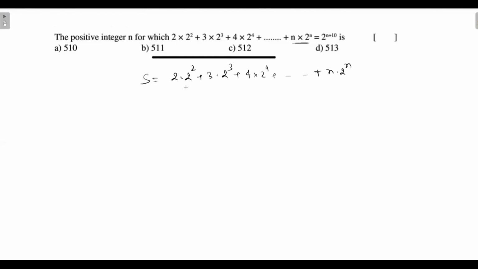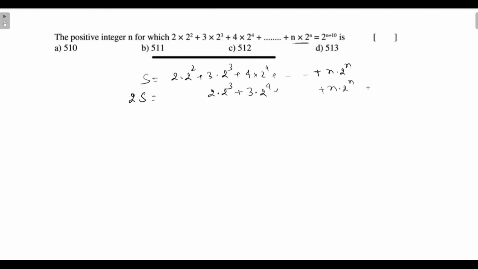What I'm trying to do is multiply this with 2, every term, but I'm also going to shift it by 1. Why? Because I want to make it 2 into 2 to the power cube, and then subtract, and this will become a GP. So I'm multiplying it by 2 and shifting it by one term. This will become 2 into 2 to the power cube, because it was square, now it will become cube. This was cube, so it will become 3 into 2 to the power 4. Everything will shift, and n into 2 to the power n will be there.